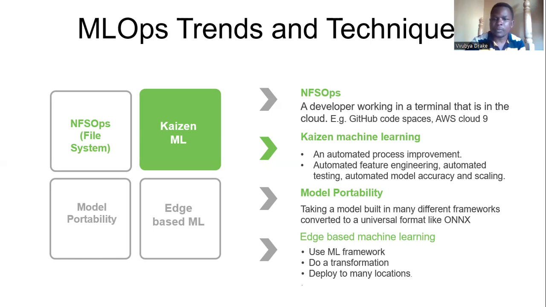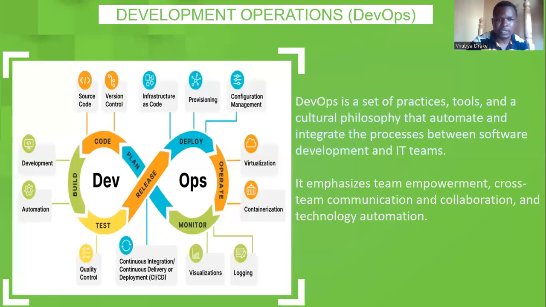That is, taking a model built in many different frameworks. This can be Keras, can be TensorFlow. It can be easily converted to one universal format, which can work on every device. Then edge-based machine learning: use of a machine learning framework, do a transformation, deploy to many devices. Can be a PC, can be a phone, all that.